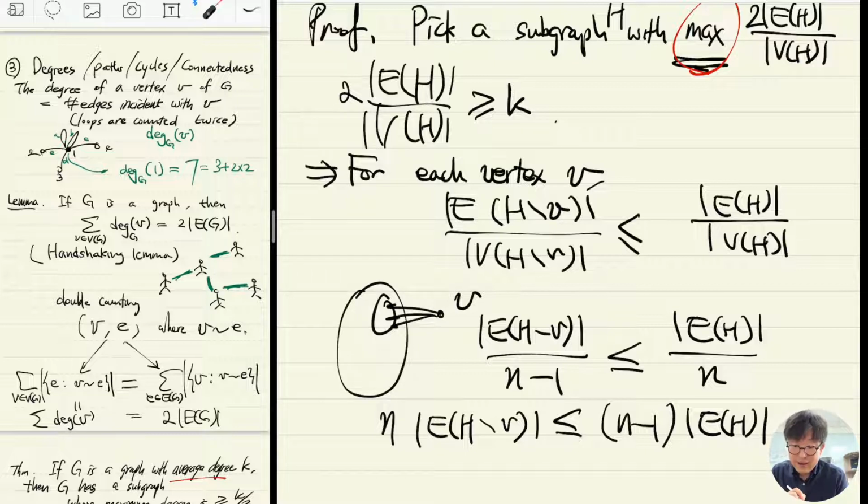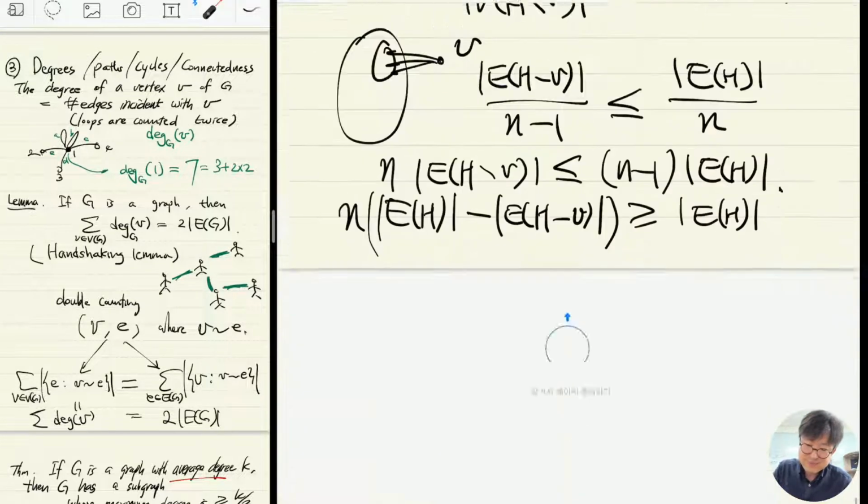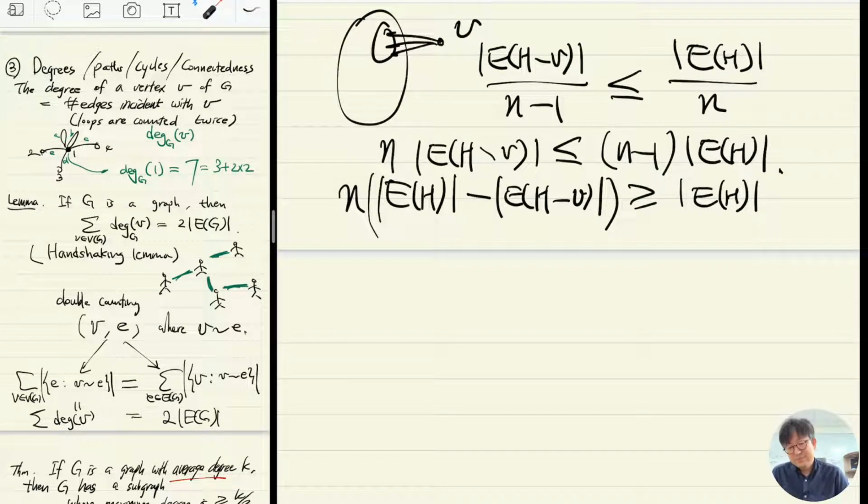Let me just write n minus 1 here and n here. So n times (e of H minus d(v)) is less than or equal to (n minus 1) times e of H. Should I subtract? So moving terms to the right hand side, e of H minus n times d(v) is less than or equal to zero, so d(v) is greater than or equal to e of H over n. So the number of edges decreasing is at least 1 over n of the number of edges.